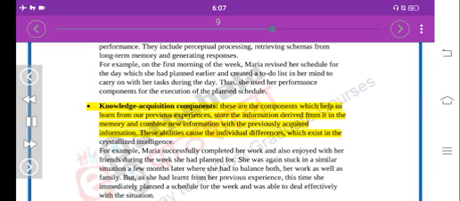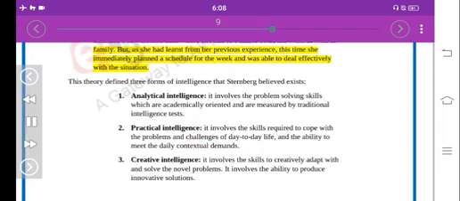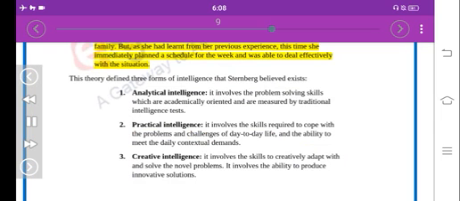3. Knowledge acquisition components. These are the components which help us learn from our previous experiences, store the information derived from it in the memory and combine new information with the previously acquired information. These abilities cause the individual differences which exist in the crystallized intelligence. For example, Maria successfully completed her work and also enjoyed with her friends during the week she had planned for. She was again stuck in a similar situation a few months later where she had to balance both her work as well as family. But, as she had learned from her previous experience, this time she immediately planned a schedule for the week and was able to deal effectively with the situation.